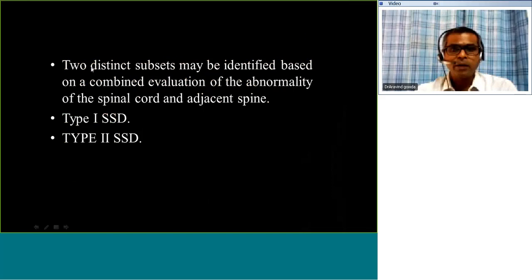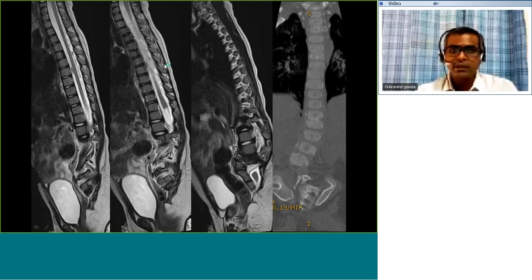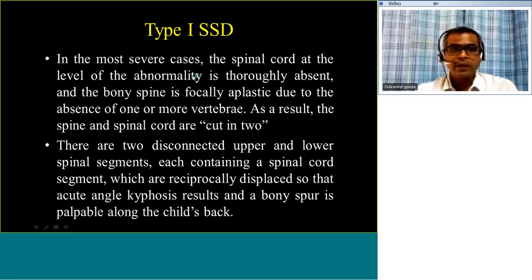In both types there will be abnormality of the spinal cord and the adjacent spinal column, that is the vertebral bodies, and the other elements of the vertebra may be involved. Type 1 is the most severe case. The spinal canal at the level of the abnormality is thoroughly absent, and the bony spine is focally aplastic due to the absence of one or more vertebrae. As a result, the spine and the spinal cord are cut into two.